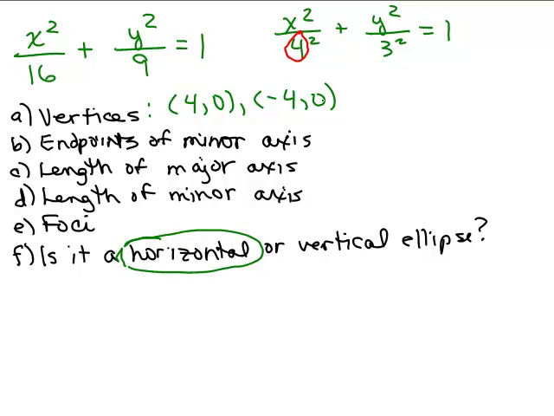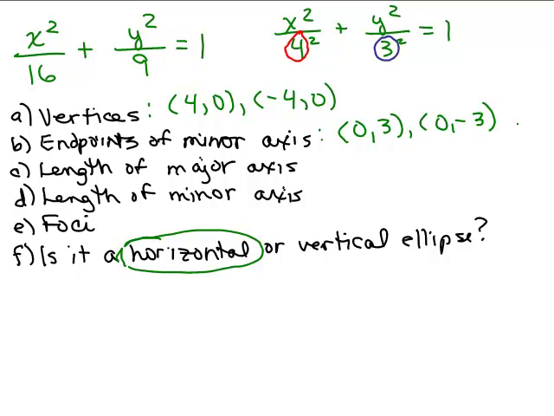Next, it asks for the endpoints of the minor axis, which in previous videos I called vertices, but they really aren't. The vertices are really along the major axis, the long axis. So the endpoints of the minor axis, we're going to look at this number, and that's on the y-axis. So those will give us 0, 3, and 0, negative 3.